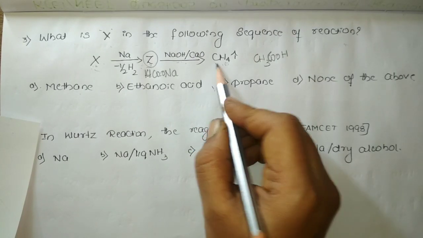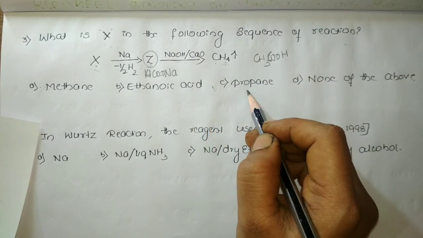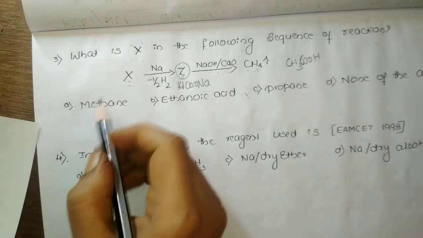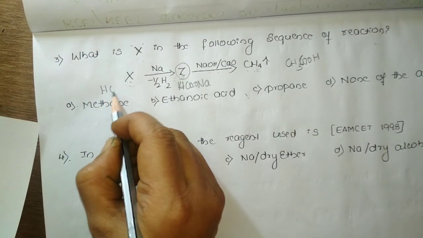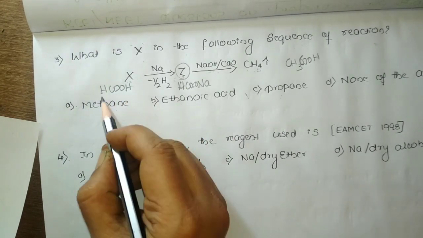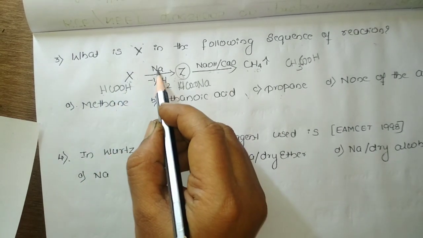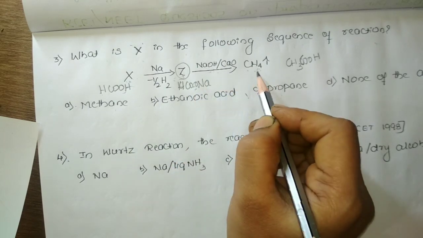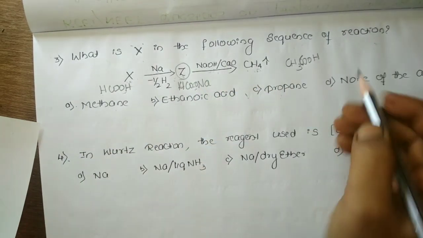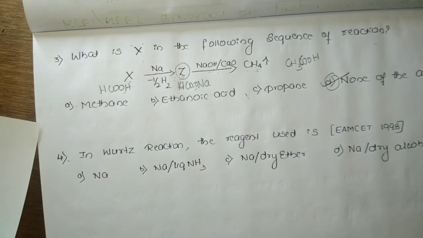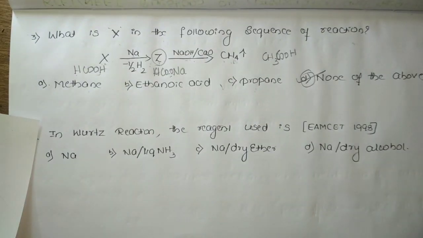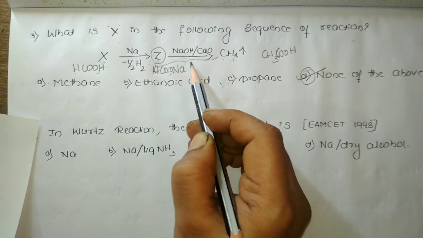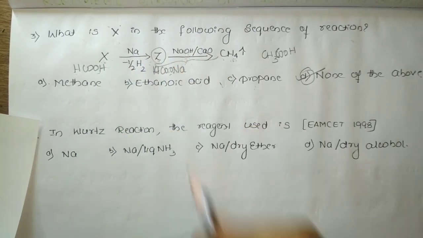So can I take propane? No. So here it's supposed to be what? HCOOH. Formic acid when treated with sodium gives sodium formate. When treated with soda lime it gives methane. So the answer is none of the above. This is how you need to answer. If you know this part, if you have practiced using the mind map, you can guess the answer very easily.